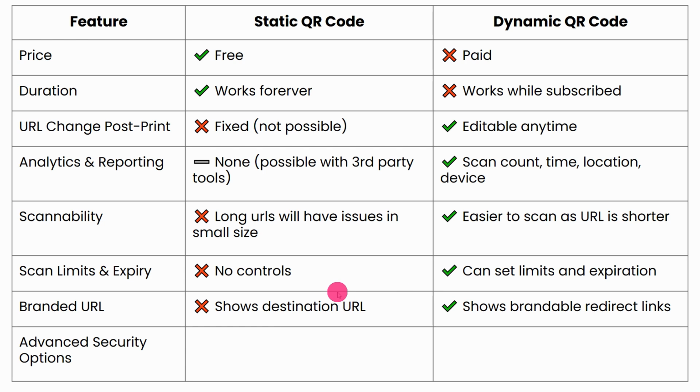And then the last one is advanced security options. So with dynamic QR codes, you're able to set password protection for your QR codes. So if you don't want people to see what's on the other side, maybe it's only for your team's eyes, you can set a PIN code, and then you need to know the PIN to access the information.